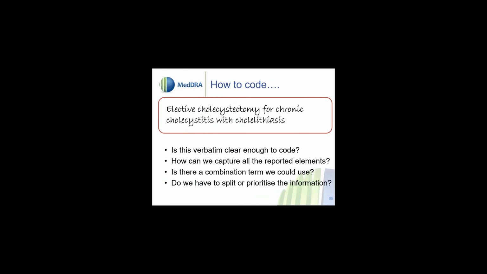So the next example. Here it is reported that an elective cholecystectomy was performed for chronic cholecystitis with cholelithiasis. When looking at the verbatim, we can say that it is clear and precise. But how can we capture all elements here? Is there a combination term we could use, or do we have to split or prioritize the information that is provided in the verbatim?